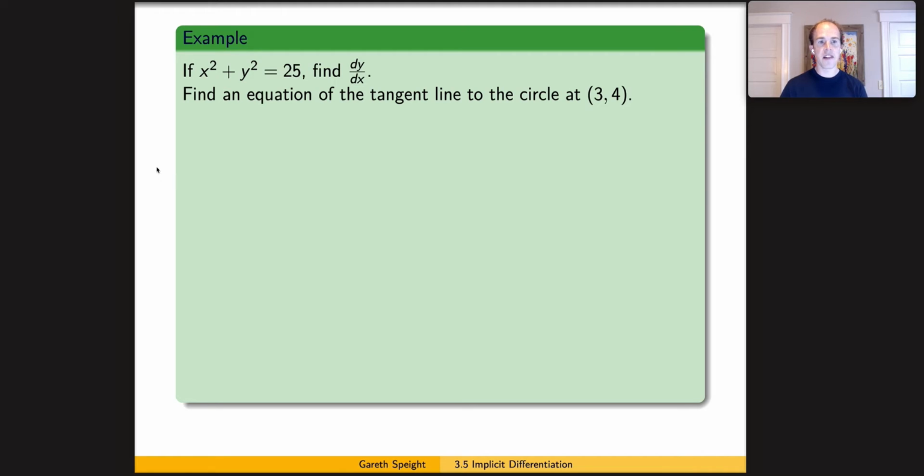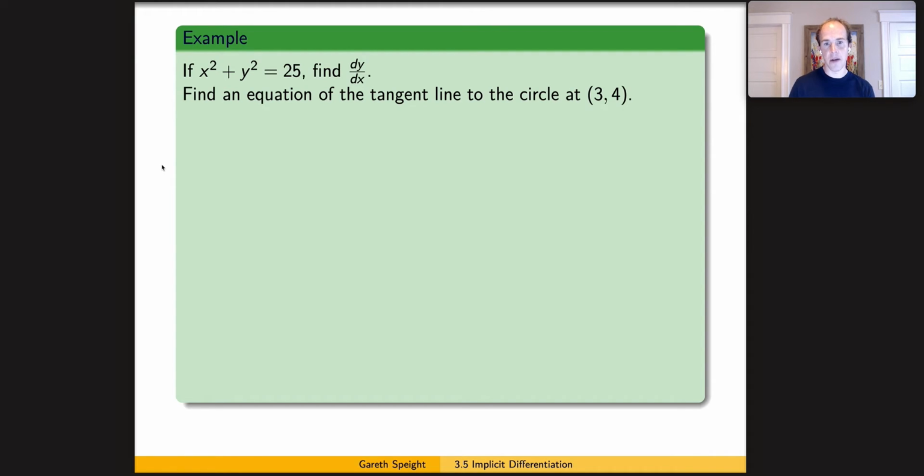So here's a more complicated example. Let's look at x squared plus y squared equals 25, the circle again, and try to find dy over dx and use it to find the equation of the tangent line at (3, 4). So let's use method 2, because if we were to try to solve for y in terms of x, we would have to take square roots, and we would have to choose the positive or the negative.